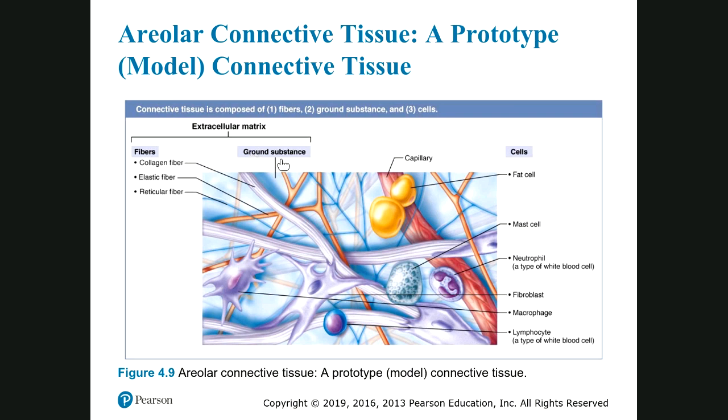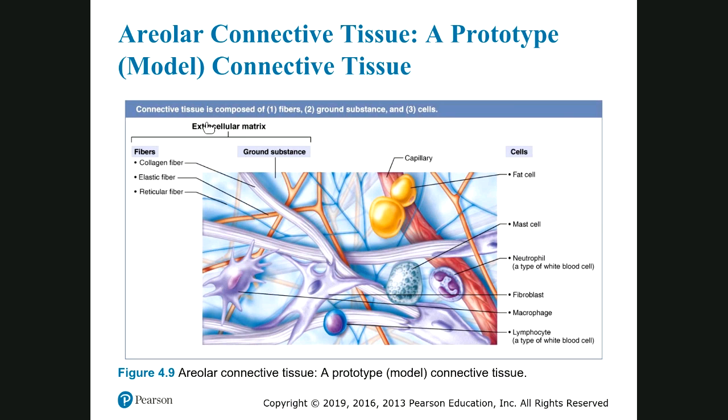Ground substance and fibers make up the extracellular matrix. Ground substance is the material that fills the space between the cells and contains the fibers. It has 3 components: the interstitial fluid, the blue that you see here, cell adhesions, and proteoglycans. Proteoglycans are a protein core that includes a carbohydrate, a polysaccharide to be exact.